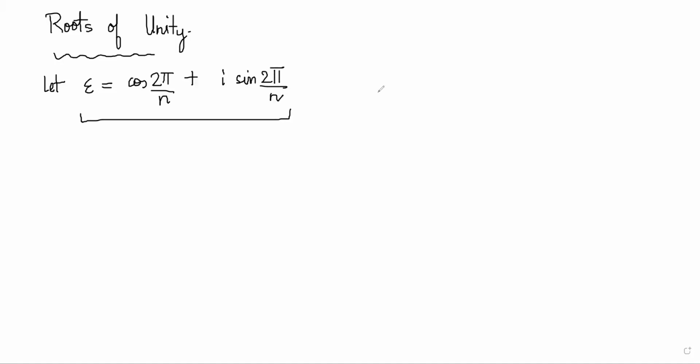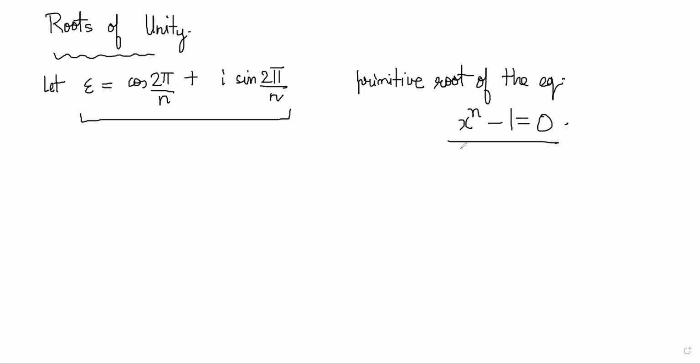Hi, in this video, we are going to look at roots of unity, basically the complex roots of unity and some of their properties. So we define this root of unity as epsilon, which is cos of 2 pi by n plus i sine of 2 pi by n. Basically, this is my primitive root of the equation x power n minus 1 is equal to 0.